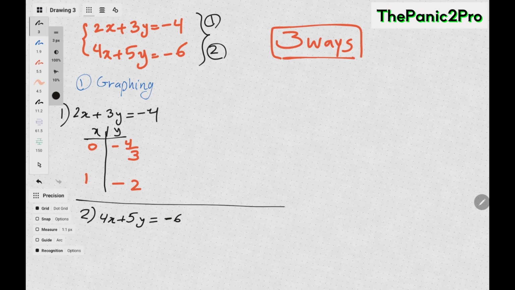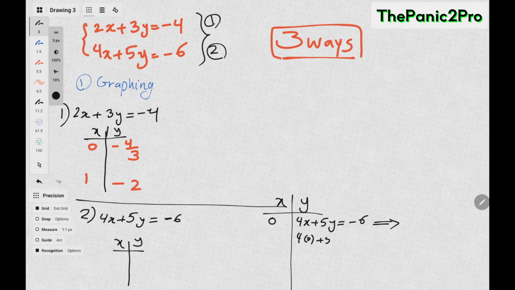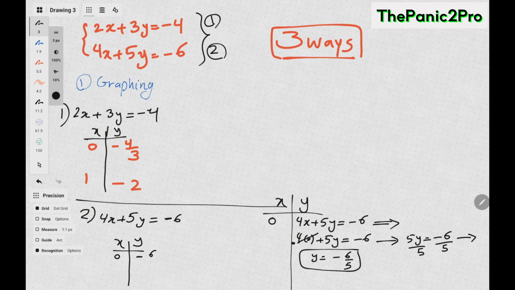And try to see what is going to be the table for x and y. So let's draw a table for that here, x and y. I'm going to try x as 0. So 4x plus 5y equals minus 6. X is 0, so I'm going to put 0 plus 5y equals minus 6. 0 is 0. So 5y equals minus 6. And then from there, we're going to divide each side by 5. Y is minus 6 over 5, right? So for 0, I have minus 6 over 5.